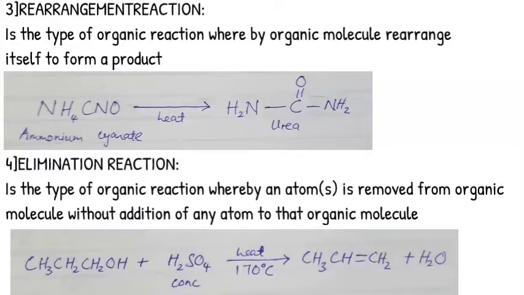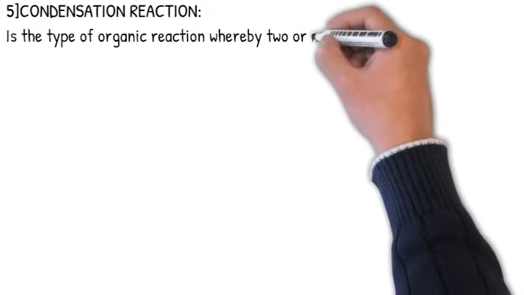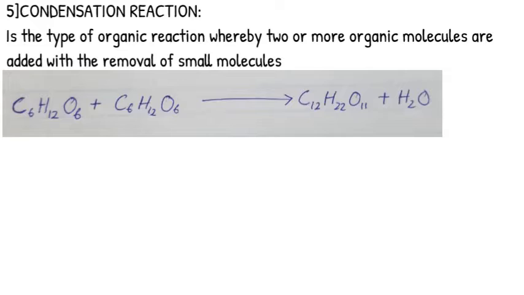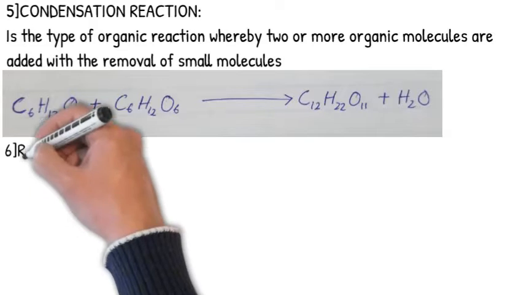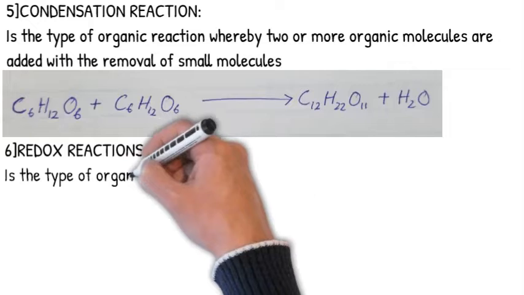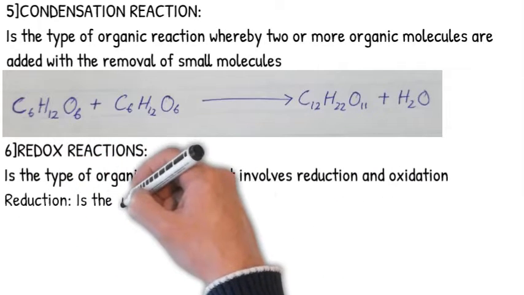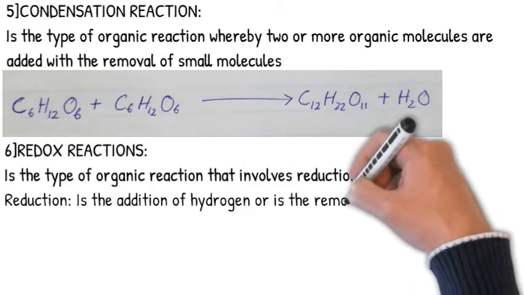water. Condensation reaction is a type of organic reaction whereby two or more organic molecules are added with the removal of a small group. Consider this reaction. Two monosaccharides react together to form a disaccharide with the removal of water. Redox reactions are a type of organic reaction that involves reduction and oxidation. Reduction is the addition of hydrogen or the removal of oxygen.